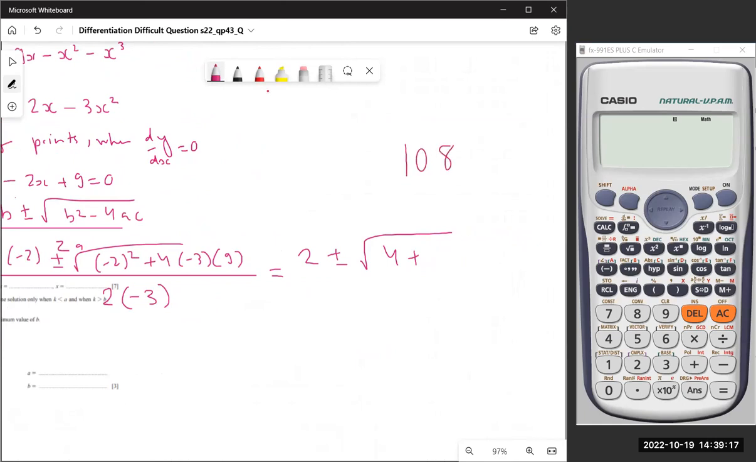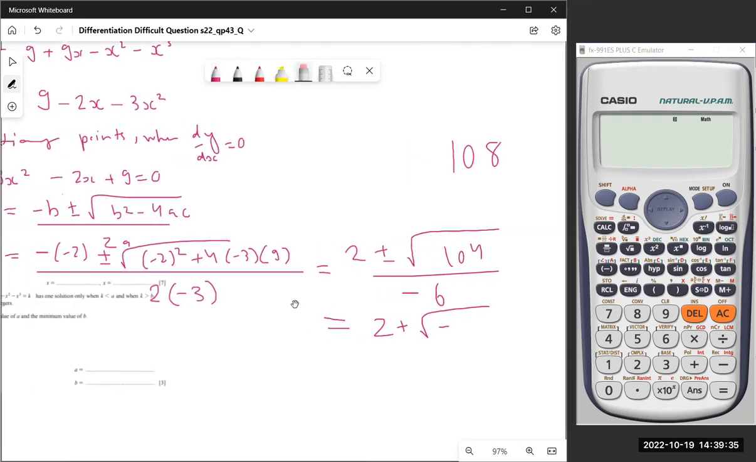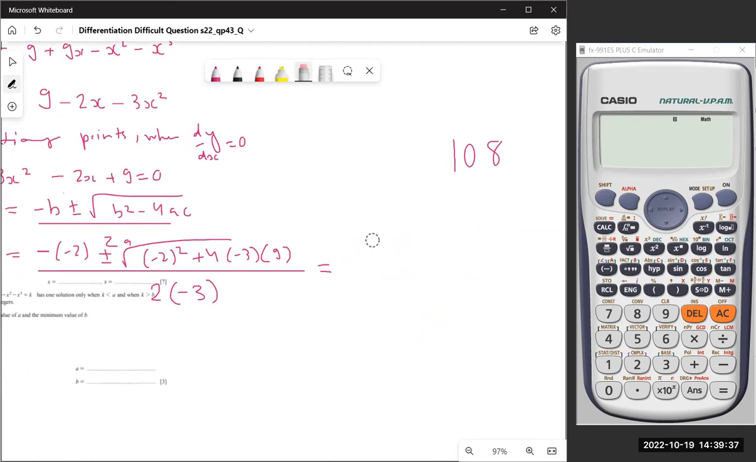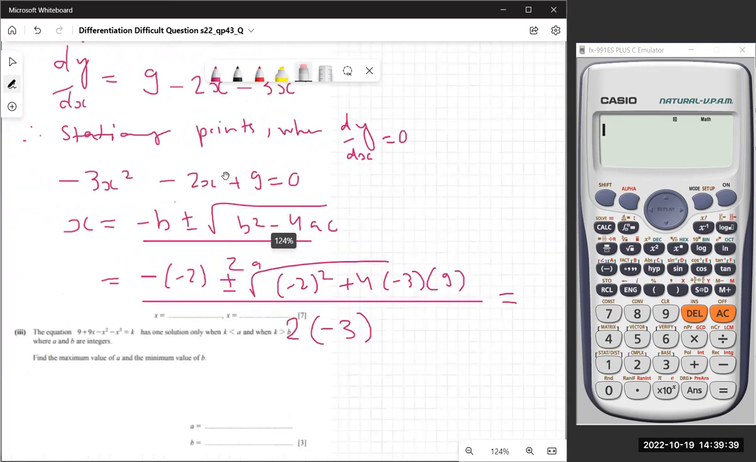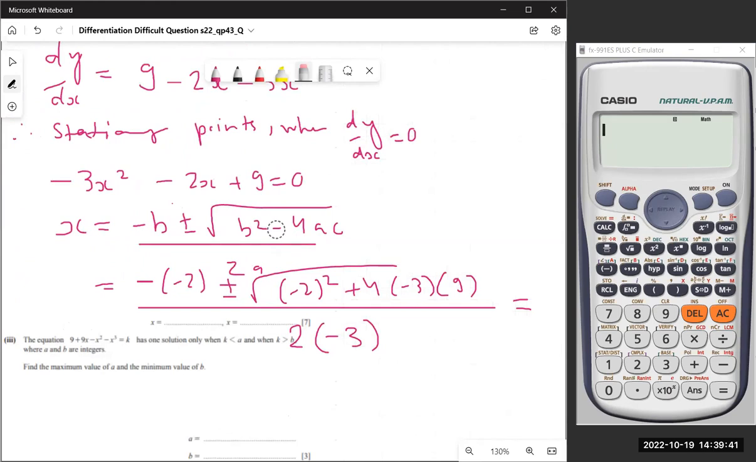So this is going to be minus 108, which will be minus 104 divided by minus 6. Therefore, the two options I have is 2 plus minus. There can't be minus, can it be? It's not 104. It's 4 minus 108. So that's 112.